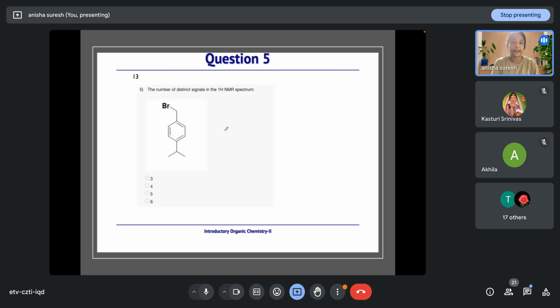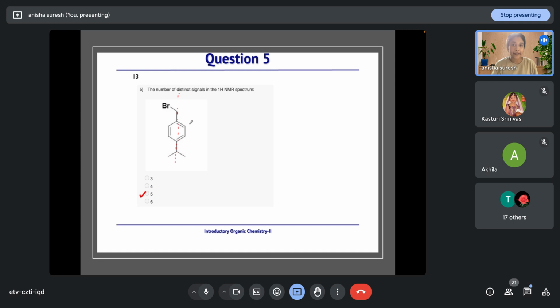Now coming to question number 5. So here a compound is given. This is the given compound. They are asking the number of distinct signals in the proton NMR spectrum. So how many signals will be coming in the proton NMR spectrum? Yes, Trishika, it will be C, that is 5. So we can know that this is a symmetrical type system.